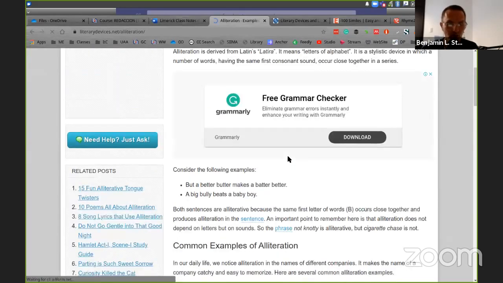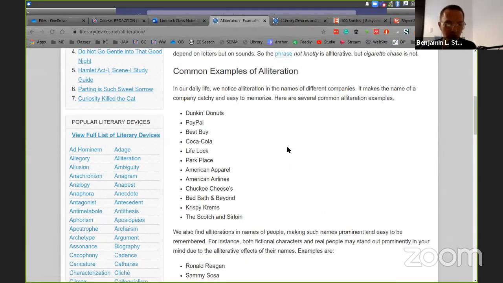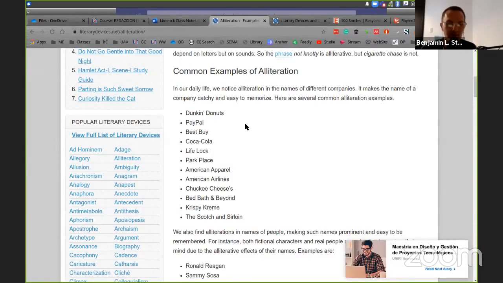Alliteration is one of my favorites because I like the way that it sounds. Alliteration is writing a line where the words begin with the same letter. Like PayPal. PayPal is a good name because there are two P's, right? Dunkin' Donuts is a great name because it starts with D. It's two words that start with the same letter. Coca-Cola, the same thing. Chuck E. Cheese. I mean, that's just fun to say. You just walk around all day saying Chuck E. Cheese. Krispy Kreme, and so on.